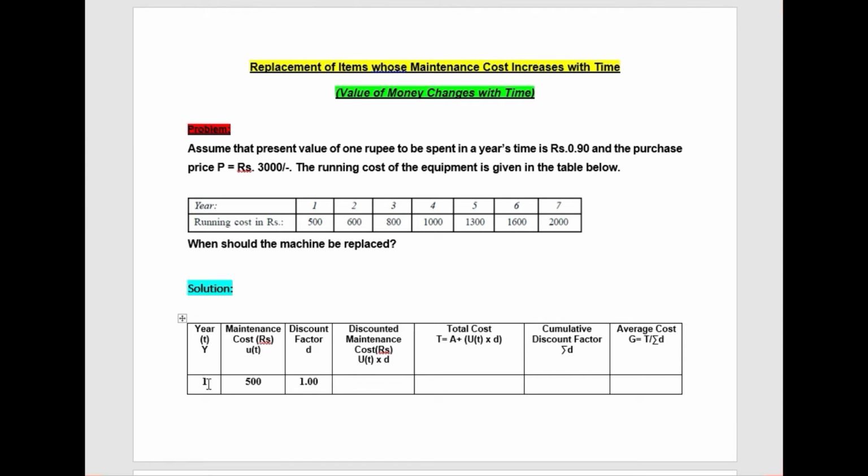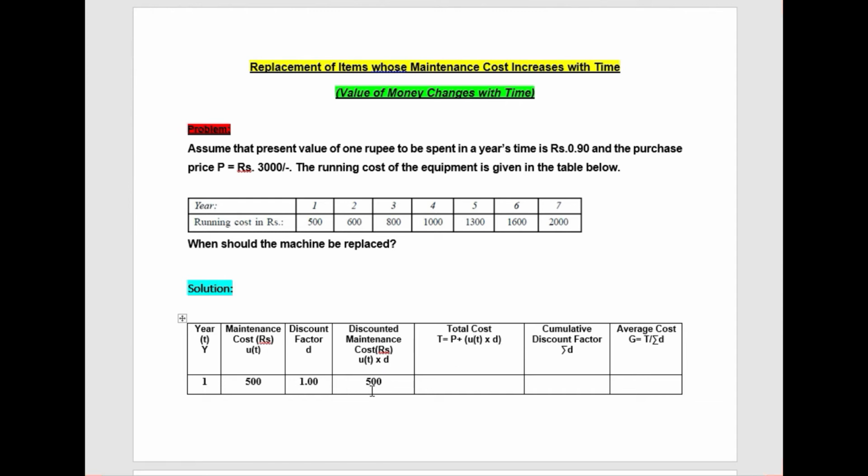For the first year it is 1. From the next year onwards it will be multiplied by 0.9. The discounted maintenance cost equals maintenance cost into discount factor, so u of t into d. Here u of t is the maintenance cost and d is the discount factor. Multiplying both terms gives 500. The total cost equals principal amount p plus u of t into d.